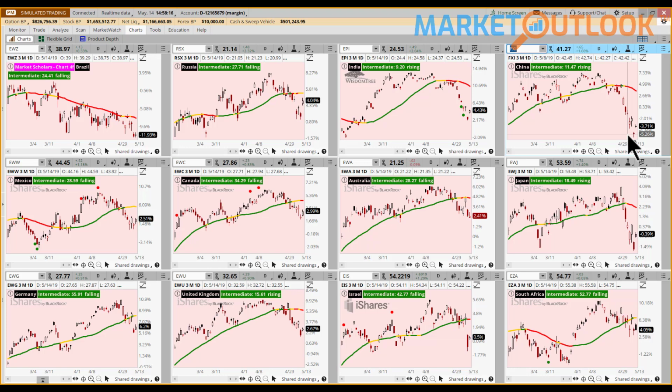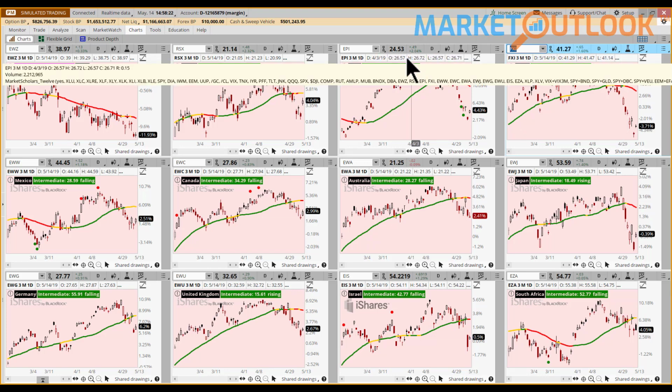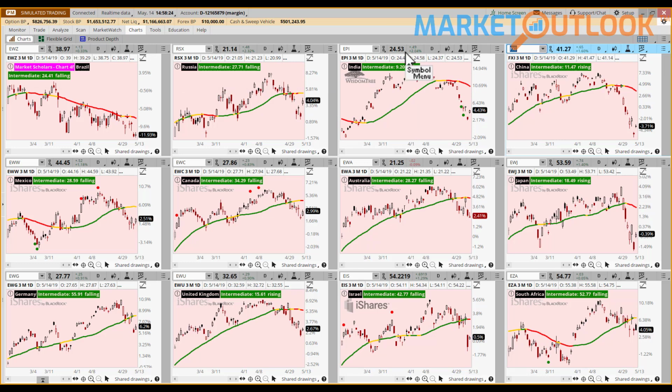Other areas of focus here, there were some nice bounces out there in terms of today's one-day performances. We did have India up over 2%. We also had Russia up over 2%. So those were healthy bounces, not enough to change the posture, but still good bounces. And then also, I would say Mexico was rather impressive. It wasn't as big on a percentage basis. It was only up 1.18%.